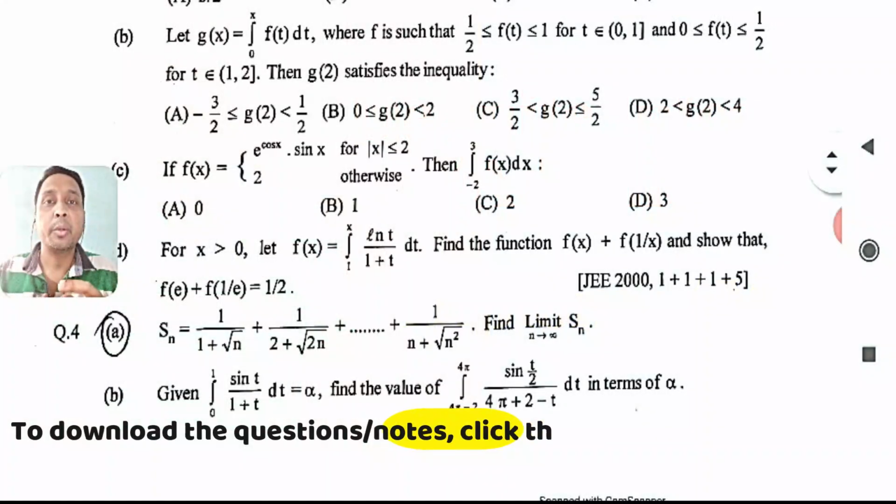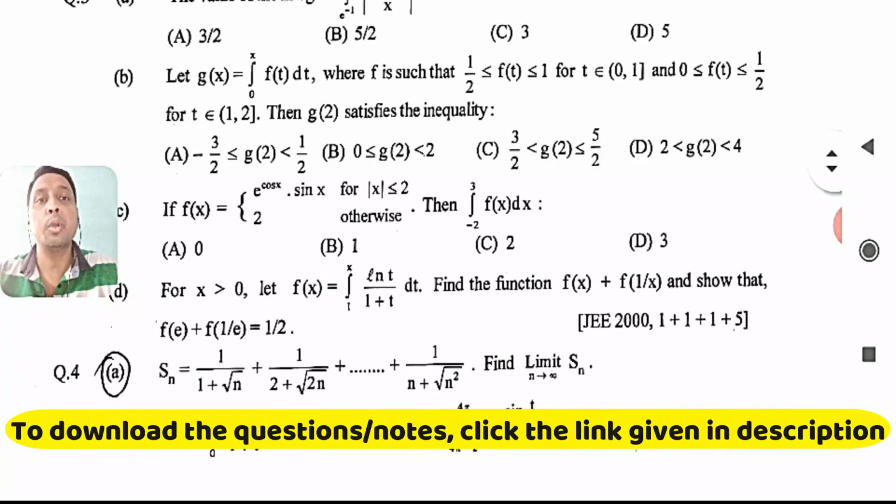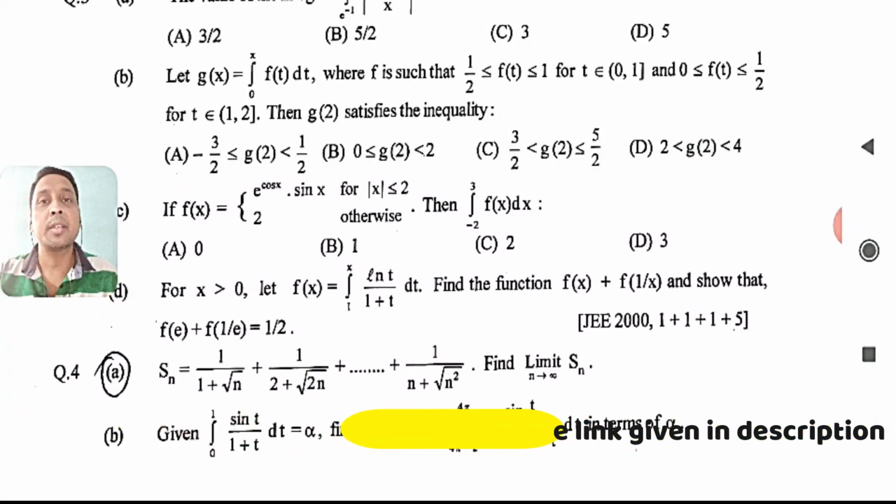Okay students, welcome all to this new lecture in advanced level where we are solving previous year IIT JEE questions on definite integral. So in this lecture we will be solving from question number 3b to question number 4b. Okay, then let's try to solve this question.